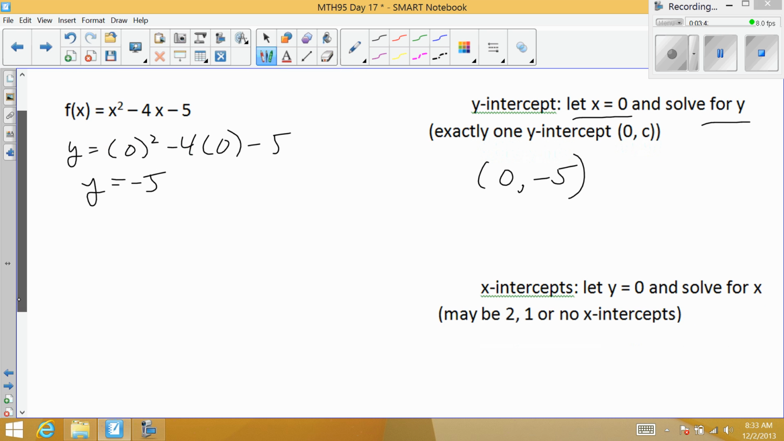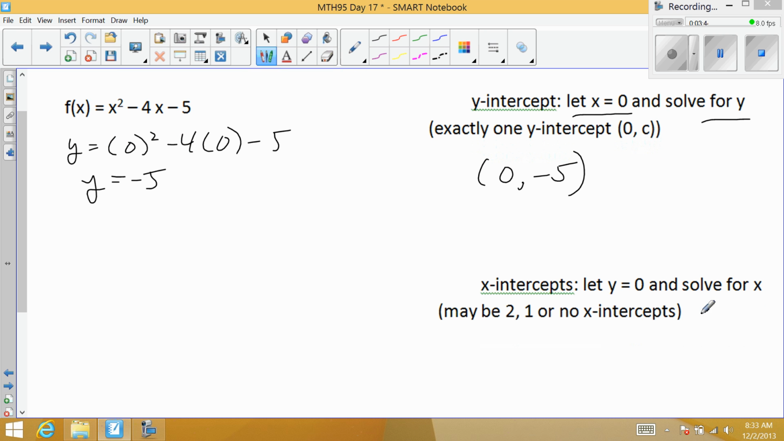And then for the x-intercept, we let y equal 0 and solve for x. With the x-intercepts, you may have two x-intercepts, there might be only one x-intercept, or there might not be any x-intercepts because the solutions are non-real numbers. Whereas with the y-intercept, there will always be exactly one y-intercept.